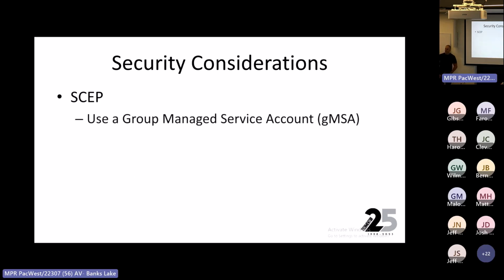So with SCEP, we always want to use a group managed service account. The certificate connector does not support using GMSA, so when you install it, you'll have to install it either as system or as a domain service account. But after the installation, there's some custom configuration you will do to set up the application pool in IIS to run as a group managed service account, and that's supported. There are some great guides out there. It's fairly straightforward. It's not super straightforward, but there are some good guides that would help you do that.